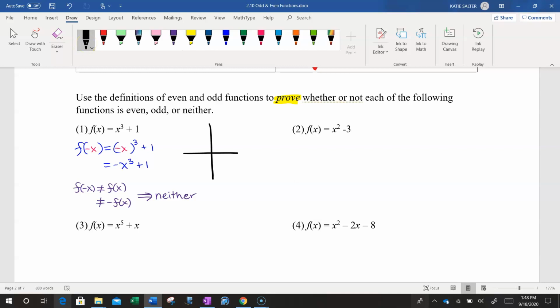Also, if you look at it graphically, this is your cubic function shifted up 1. So it's not symmetric about the y-axis, because if it was symmetric about the y-axis, it would be a mirror image over the y-axis, and neither is it symmetric about the origin. So I'm not telling you not to use those graphical or numerical methods to back yourself up. I just want you to use the algebra to prove whether it is or not.